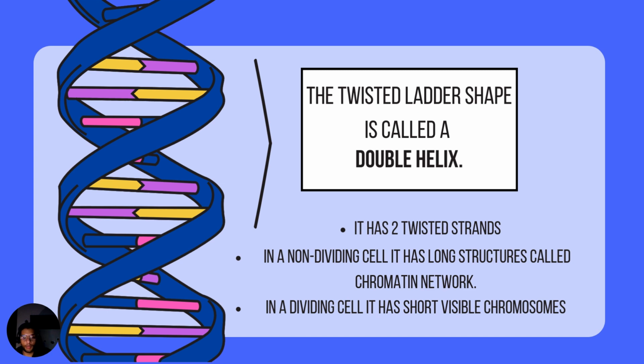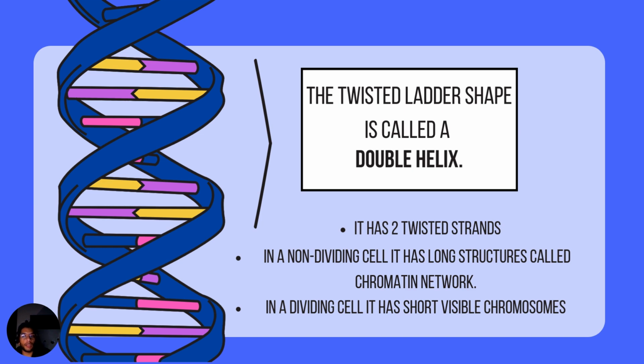Let's look at the shape of DNA. What does DNA look like? Under a microscope, DNA looks like a twisted ladder shape known as a double helix shape. Hence, it has two twisted strands. In a non-dividing cell, DNA has long structures called the chromatin network, and within a dividing cell, after DNA has replicated, it has short visible chromosomes.